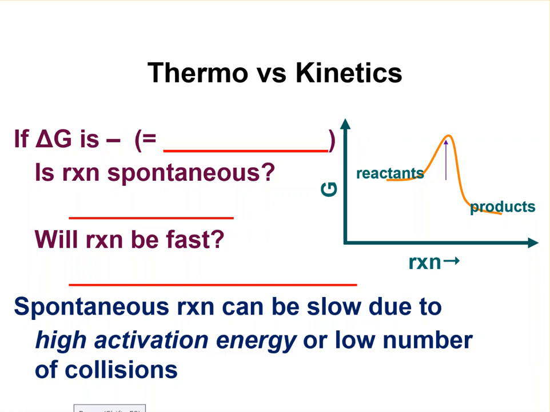Before we go on and do some more problems with the change in Gibbs free energy, I want to remind you about something that I said earlier. It is true that when delta G, the change in Gibbs free energy, is negative, we call that exergonic. And when that is negative, it is a spontaneous process. But the reaction is not necessarily fast.